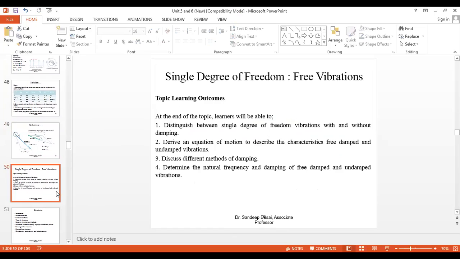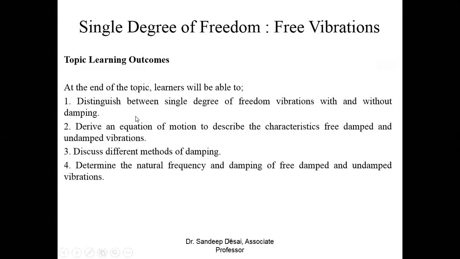Actually, this was all explained when we had discussed balancing of several masses rotating in different planes. That methodology we are using here. So earlier it was discussed, but still I discussed it again. Now let's start the discussion on this topic.